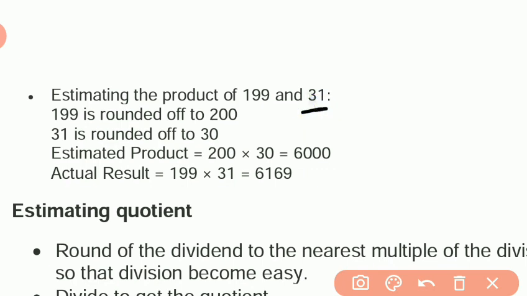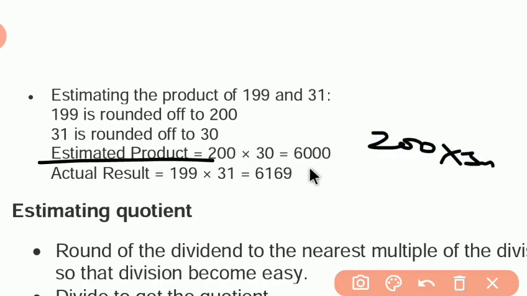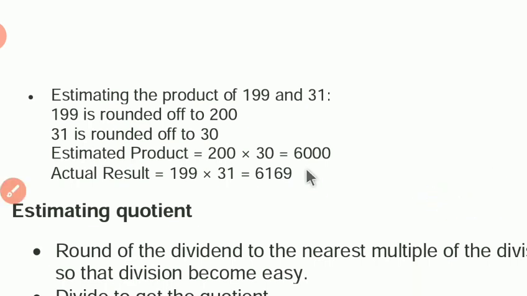31. The highest place value of 31 is ones, tens. It means you have to round off to the nearest tens. In tens, how many zeros are there? Only one 0. So replace 1 by 0, and 1 is less than 5, so 3 will be as it is. It means 30 is near to 31. After rounding off, you have to find the estimated product. So 200 into 30 is equal to 6000.